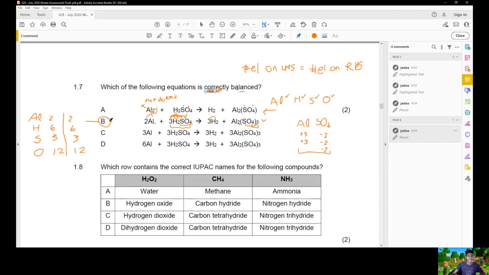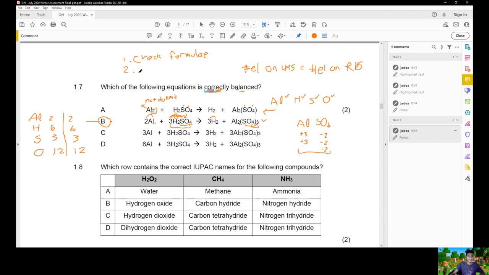Okay, so 2 things to take away from checking if an equation is correctly balanced. 1, check that the formula is correct. That means checking your diatomics are diatomic and nothing else. Check that the valencies in a compound add up to 0.